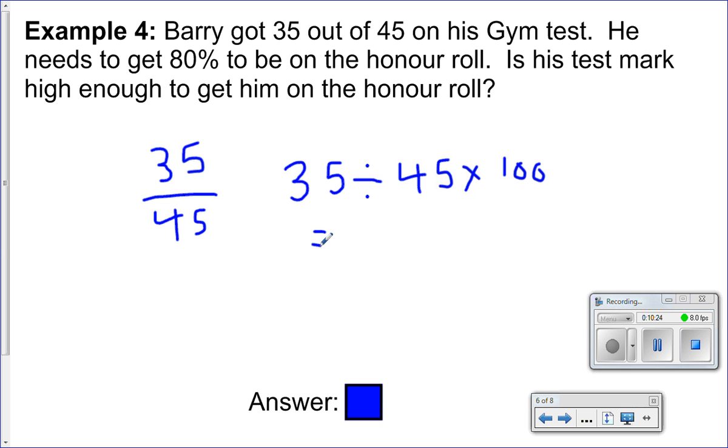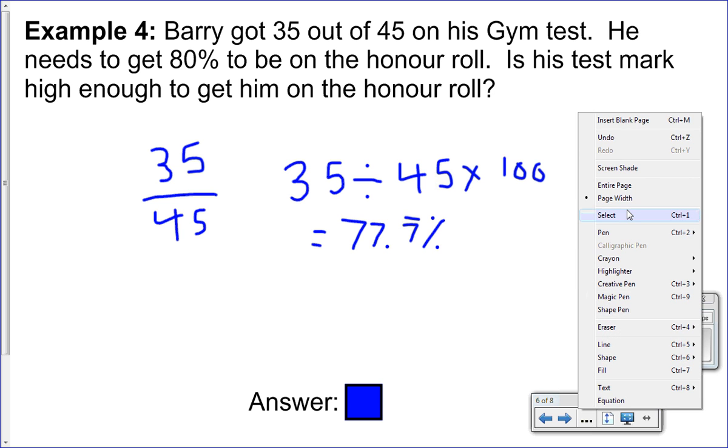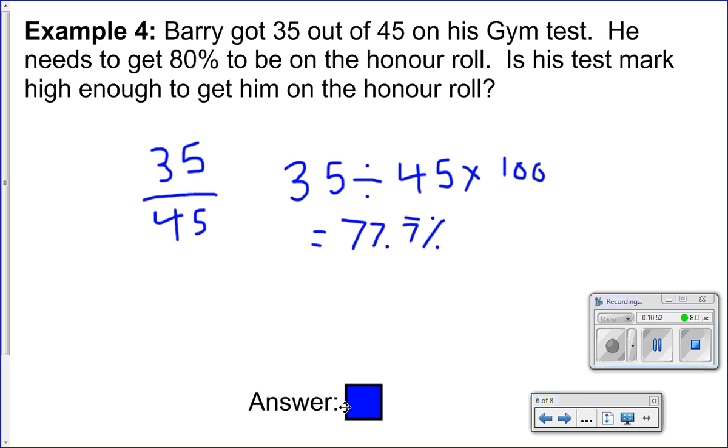So I'll just punch this in on a calculator. And he was so close. Barry ended up getting 77.7 repeated percent. So just reveal the answer. No, he did not get the 80% needed to get him onto the honor roll.